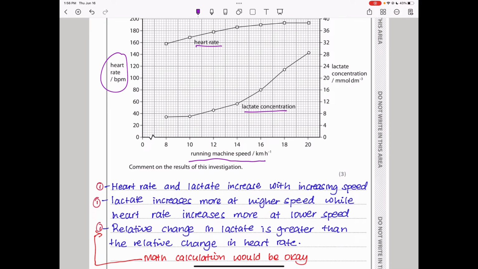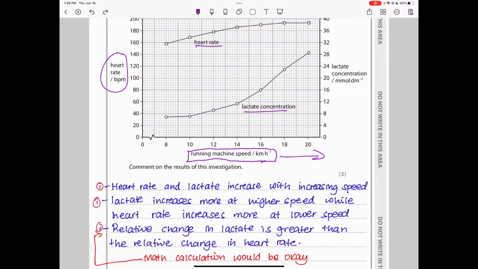The first question says comment on the results of the investigation. Usually when you're commenting on such a question, you begin by looking at the bigger picture. The bigger picture is the heart rate as well as lactate concentration increase with increase in speed. As this speed increases, or as the independent variable is varied, you see that increases like that, and there is an increase in that as well. So this is the broader picture. And then you can go on to the individual ones.